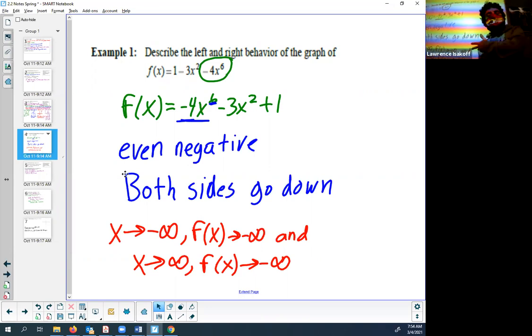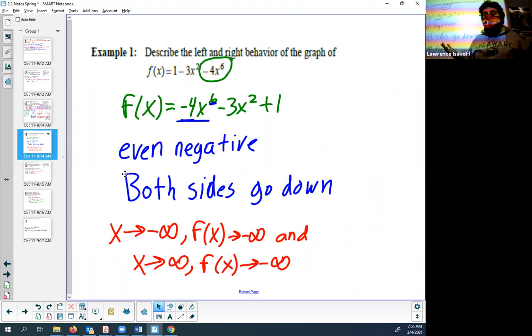Well, I did this without even looking at a graph. That's the nice part about this leading coefficient test. I don't need a graphing calculator. I don't need any of that stuff to say any of this. However, let's confirm it with a graphing calculator. And for you guys, look, the point of the leading coefficient test is to be able to do this without a graphing tool.